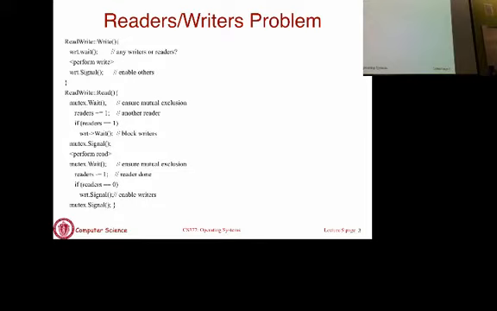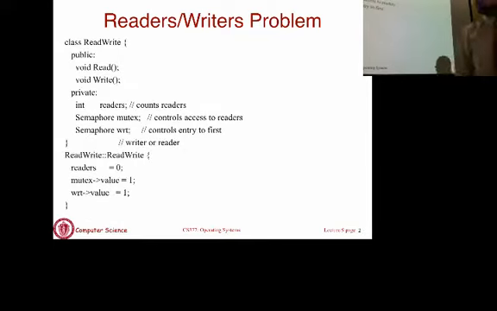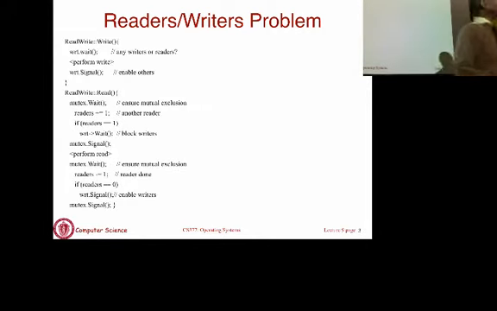So remember, wait decrements and signal increments. When you do a wait and it decrements and turns negative, then we block. So if you're the first reader, and the value of the write semaphore is 1 — if you look at how we initialized it previously, you'll see that the write value was 1 — then the first reader comes along, does a wait, and that value goes to 0. The reader doesn't block, but in doing so, it will cause any subsequent writers to be blocked.